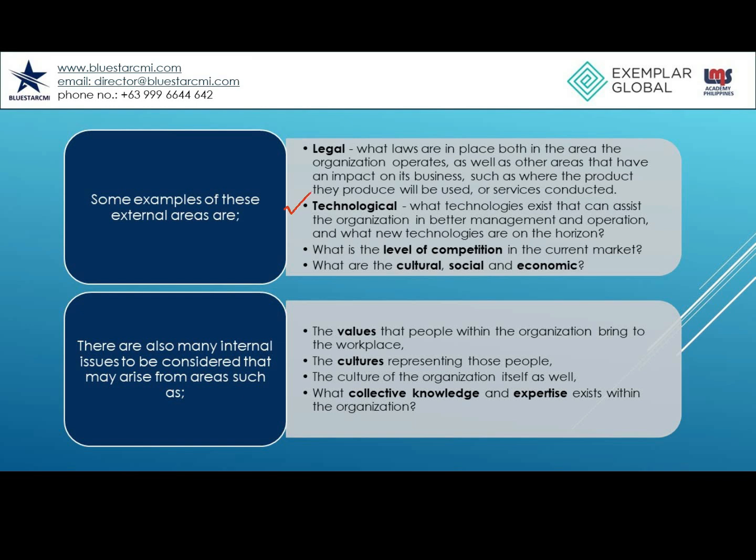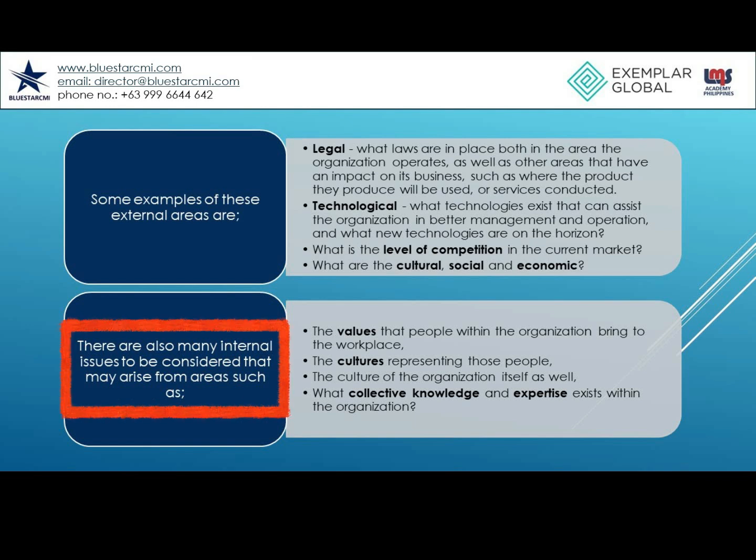Technological. What technologies exist that can assist the organization in better management and operation, and what new technologies are on the horizon? What is the level of competition in the current market? What are the cultural, social, and economic environments that will have an effect on the organization and its products and services, whether they be national, international, regional, or local landscapes?